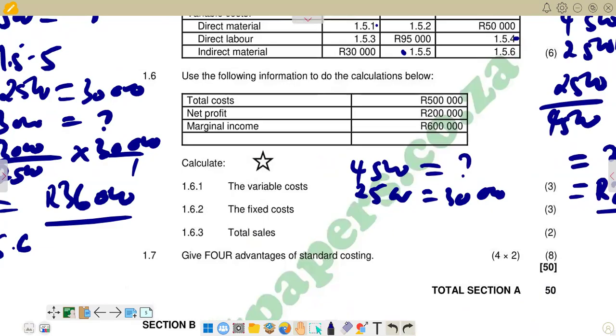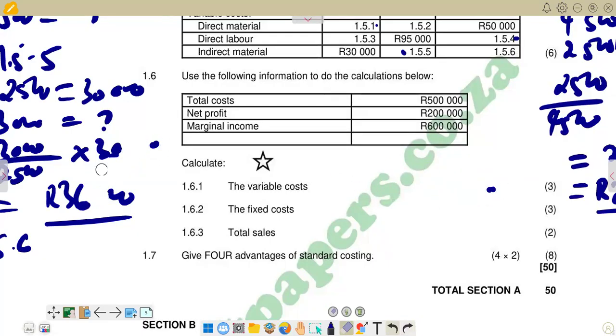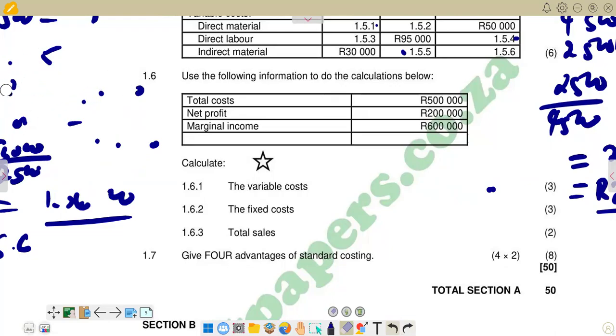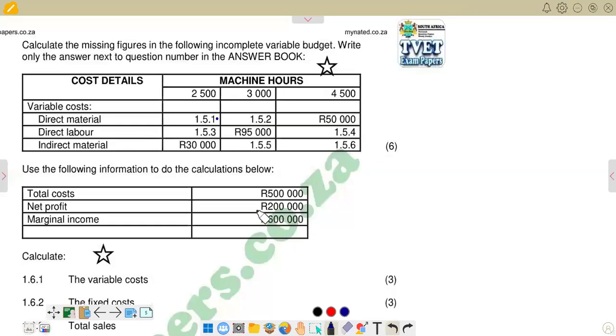So on 1.6, it's saying use the following information to do the calculations below. We are given total cost, net profit, marginal income, and then the question part says calculate, first part, the variable cost. So we want to see how we can calculate those. The first part is the calculation of the variable cost, but according to the information that we are given here, we can have two formulas.